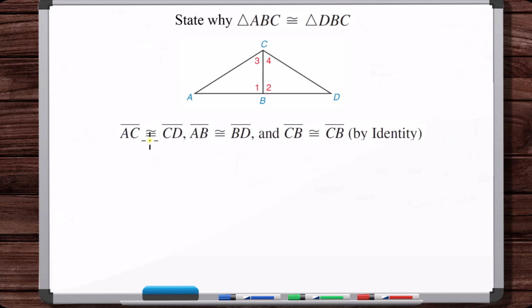All right, AC is congruent to CD, AB is congruent to BD, and CB is congruent to CB by identity. So I guess they didn't want us to be officially stating that CB was congruent to CB unless we were told, but that's fine. So yeah, okay, this would be side, side, side.